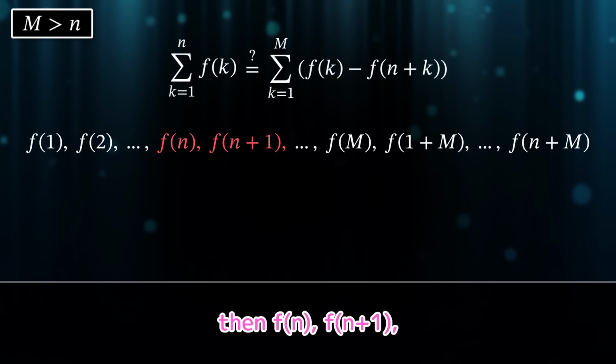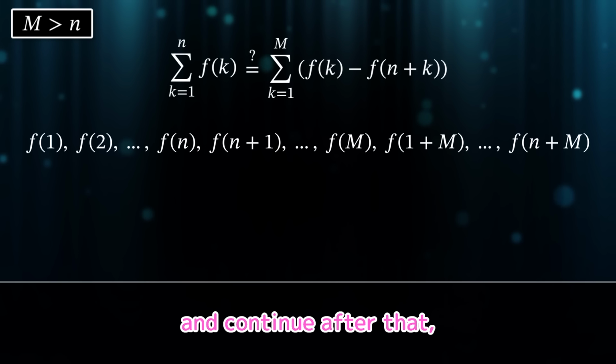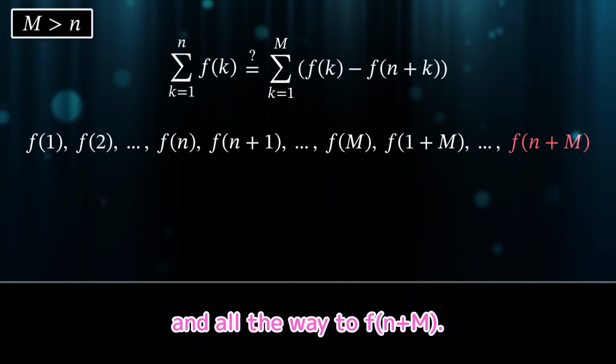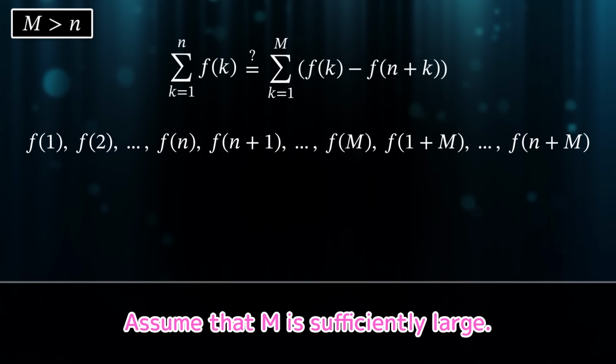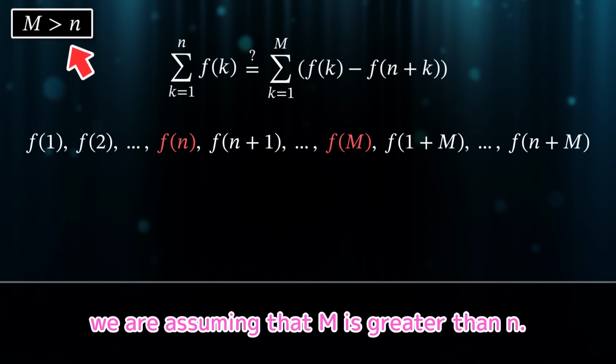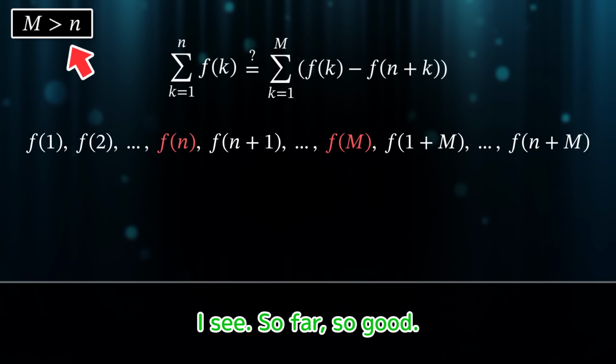Then, f of n, f of n plus 1. And continue after that, through f of m, f of 1 plus m, and all the way to f of n plus m. Assume that m is sufficiently large. More specifically, as you can see from f of m being written to the right of f of n, we are assuming that m is greater than n. I see. So far, so good.